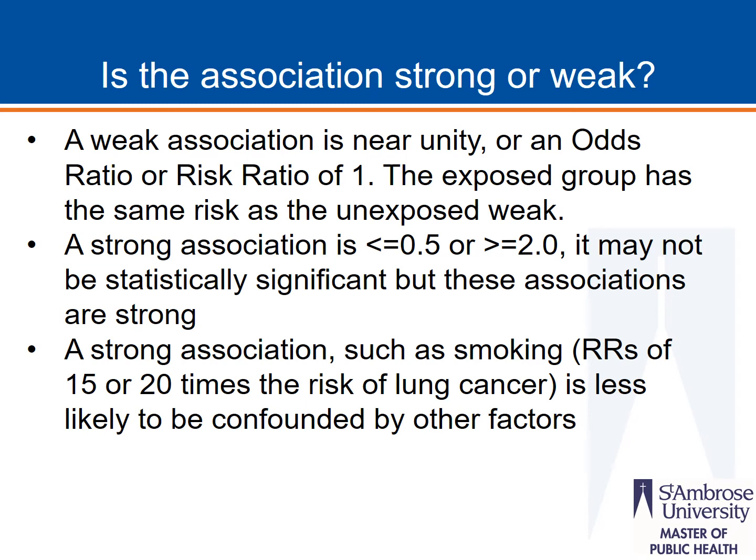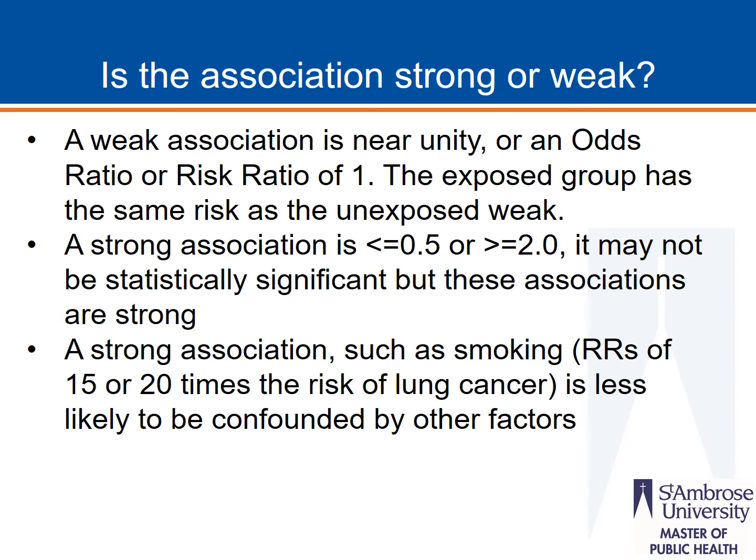There would be no association. So that would be the extreme case. It's not even a weak association, there's no association. Now, a strong association would be one where there is a protective relationship, so they have half the risk, or an increased risk, which is greater than double.